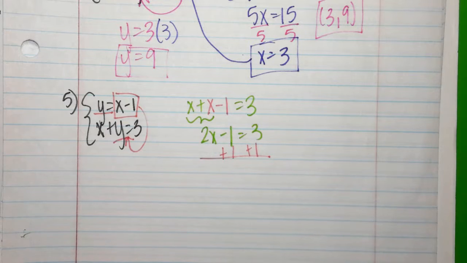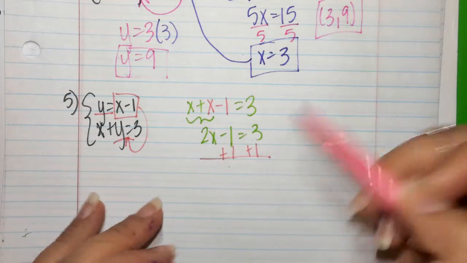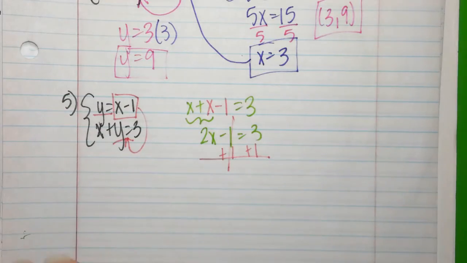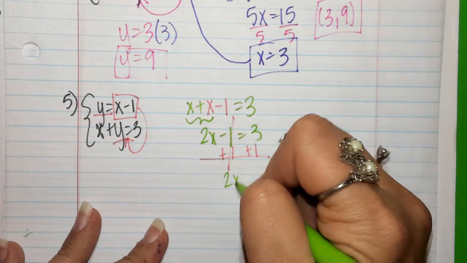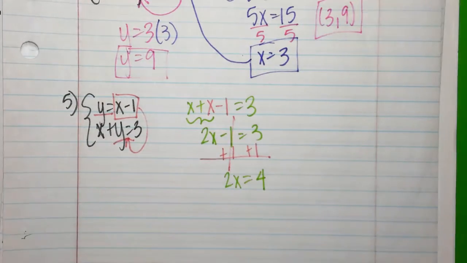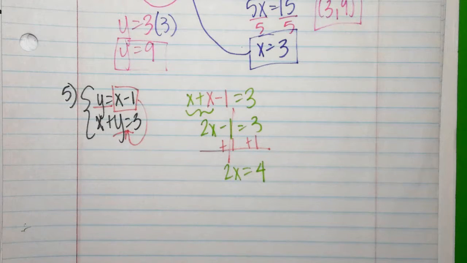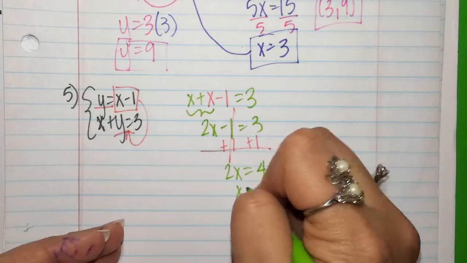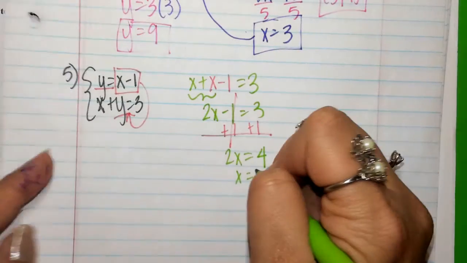Why do I add 1? Because it's a minus, you have to do the opposite. It's like a car battery. If you have the negative side, you have to have the positive side. Have you guys ever seen a car battery before? Alright, so I have 2x equals 4. So what does x equal? 2.